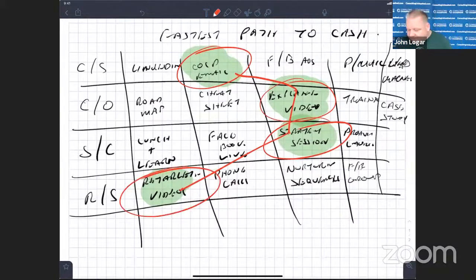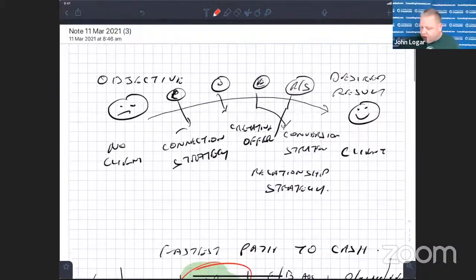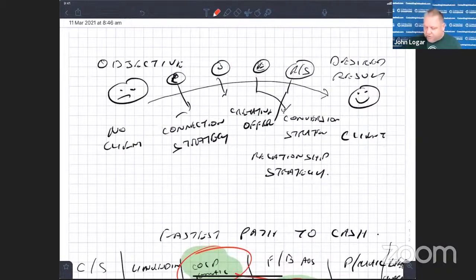So if we look at this scenario here, we have an objective, we have a desired result. We have a process that we follow. We connect, we offer, we have a sales process, and we build a relationship. And ultimately that turns into a customer in terms of what we do. So that's essentially a much more simplified model.